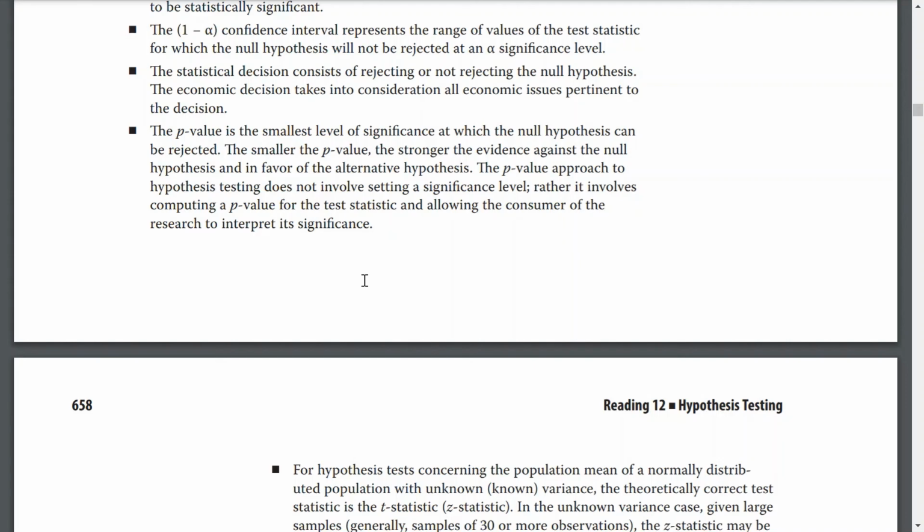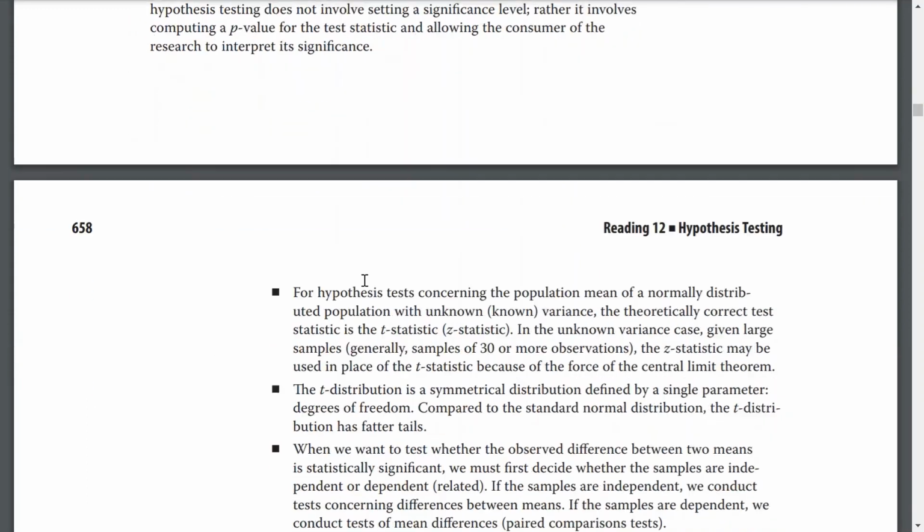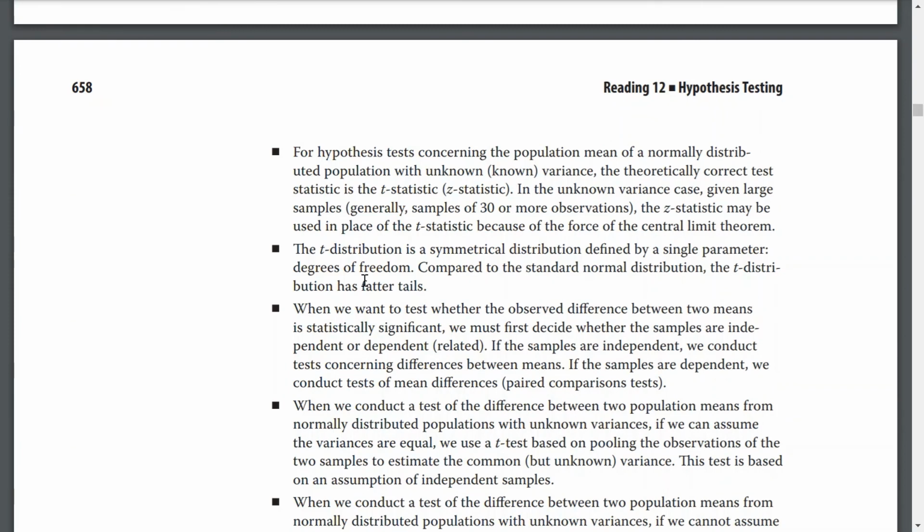significance. For hypothesis tests concerning the population mean of a normally distributed population with unknown or known variances, the theoretically correct test statistic is the t statistic or the z statistic. In the unknown variance case, given large samples, generally samples of 30 or more observations, the z statistic may be used in place of the t statistic because of the force of the central limit theorem. The t distribution is a symmetrical distribution defined by a single parameter, degrees of freedom. Compared to the standard normal distribution, the t distribution has fatter tails.